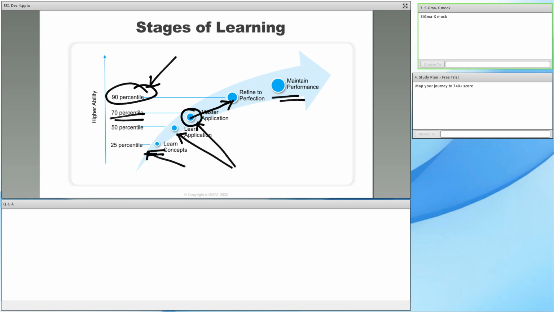And then you've got to maintain performance as you go from one subsection to the other. So you've got to go through these stages for every subsection. You've got to do this for SC independently, for CR independently, for NP independently, for algebra independently, and so on and so forth. Okay, that's really important.